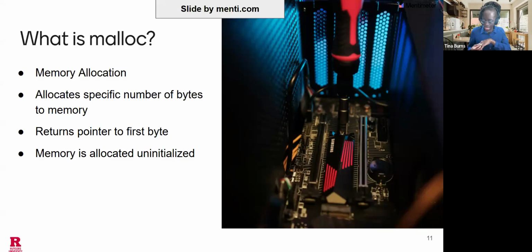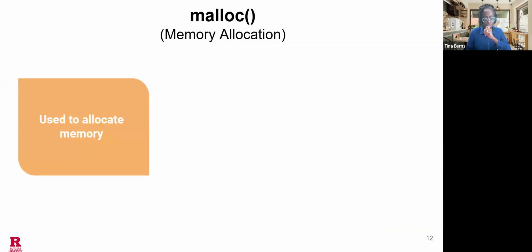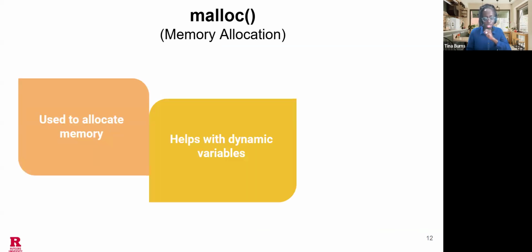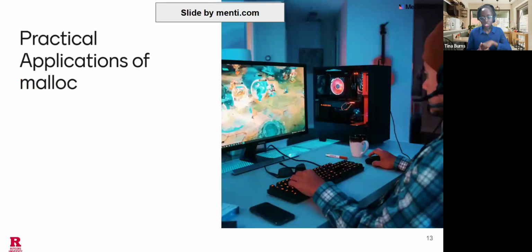Now, anytime you allocate this memory, it's uninitialized. What does that mean? It means it doesn't have the information in there. It's not going to store it with some sort of value. It's going to be uninitialized. So let's look at the basics of it. It allocates memory and helps with dynamic variables. Now, your input parameters for this are going to be the type, meaning what is the data type, and the size. Yes, I know we don't know the size yet, but we have to put that in as a parameter in order to be able to dynamically allocate this information.